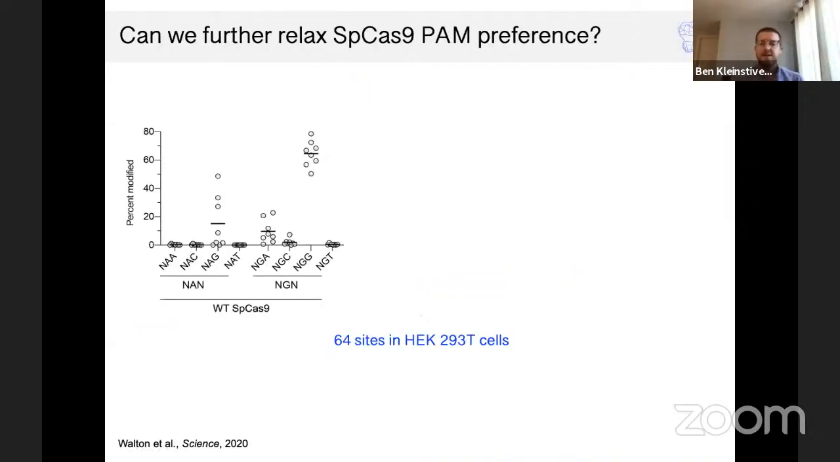But we didn't feel like stopping there. So SpG gives us 3 to 4-fold improved targeting range throughout the genome. But we wondered if we could now use this SpG protein as a molecular scaffold to further relax the PAM requirement of SpCas9. So SpG is very effective at targeting sites with NGN, but what about NAN PAMs? These had basically been completely inaccessible to Cas molecules prior to this work.